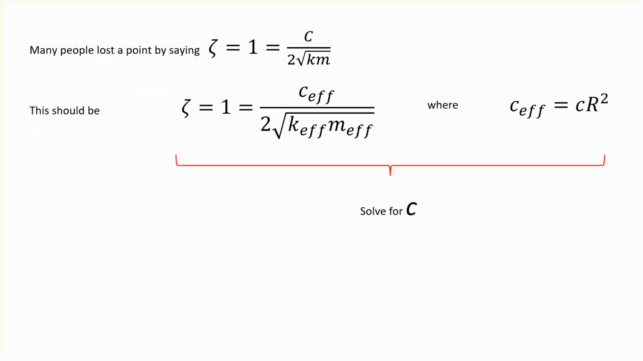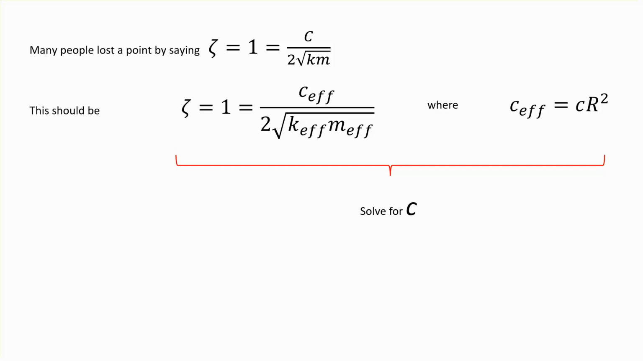Now, the other issue was that you were asked to find the value of c when the system is critically damped. So people realized that critically damped means zeta equal to 1, and zeta is c over 2 root of k m. Now, first of all, a bunch of people used k and m down there, but that's an issue. These have to be effective.